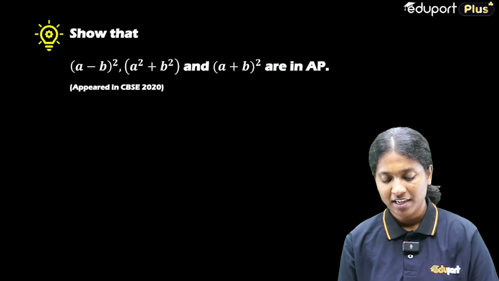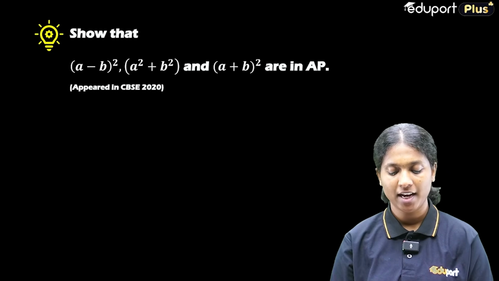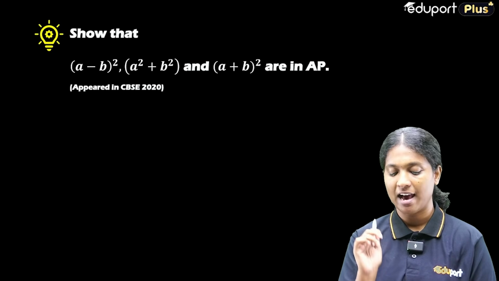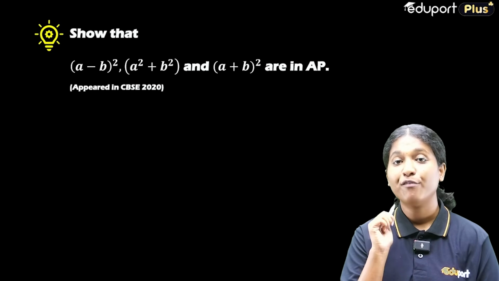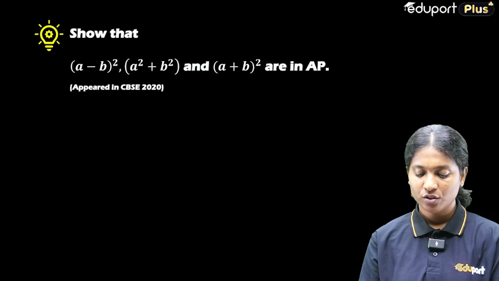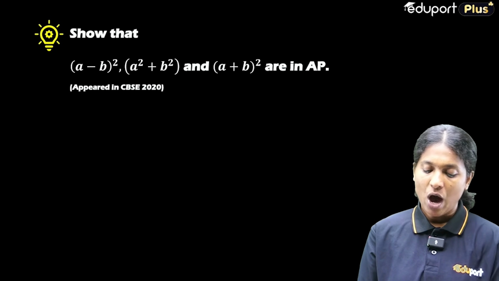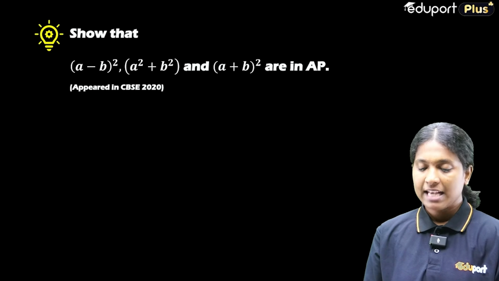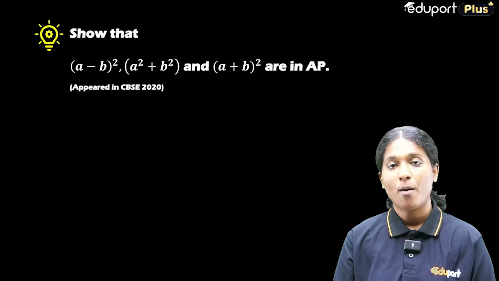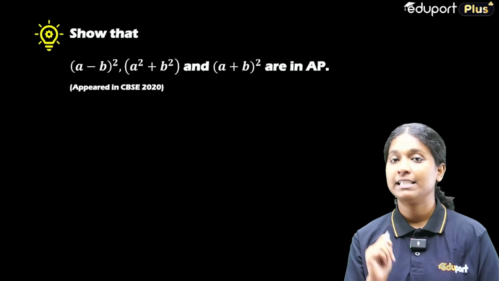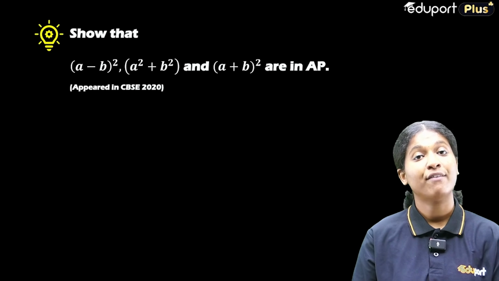Alright, the second one: A minus B the whole square, A square plus B square and A plus B the whole square are in AP. We have to prove it. This question appeared in CBSE 2020. So how can we prove that? As we know, in an AP there will be a common difference: the second term minus first term and third term minus second term will be equal. So we have to show that.